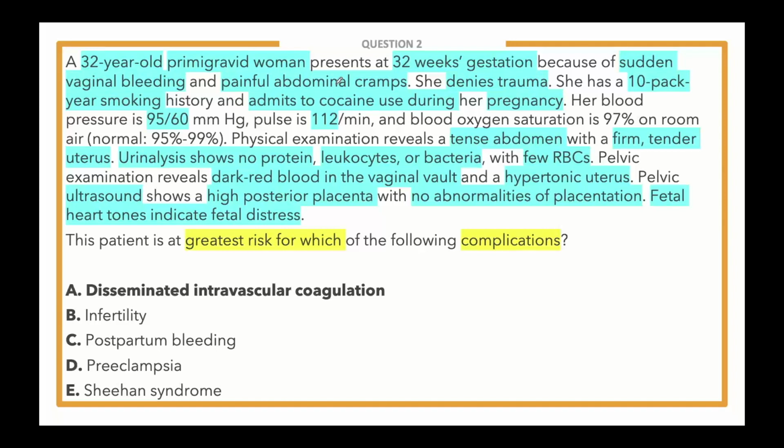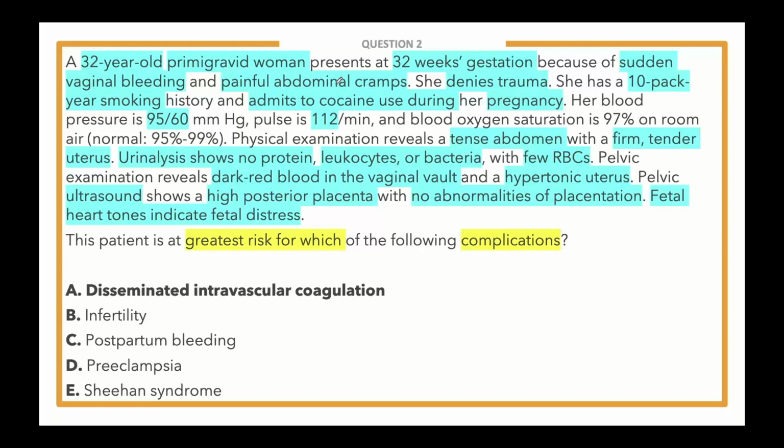Answer choice E, Sheehan syndrome. That's a condition of low pituitary function, or hypopituitarism, usually due to ischemia of the pituitary after a patient has postpartum bleeding. So if they're bleeding a lot after pregnancy. Signs and symptoms may include things like not being able to lactate and being intolerant to cold, and these usually present postpartum. So not what we'd be thinking in this patient.